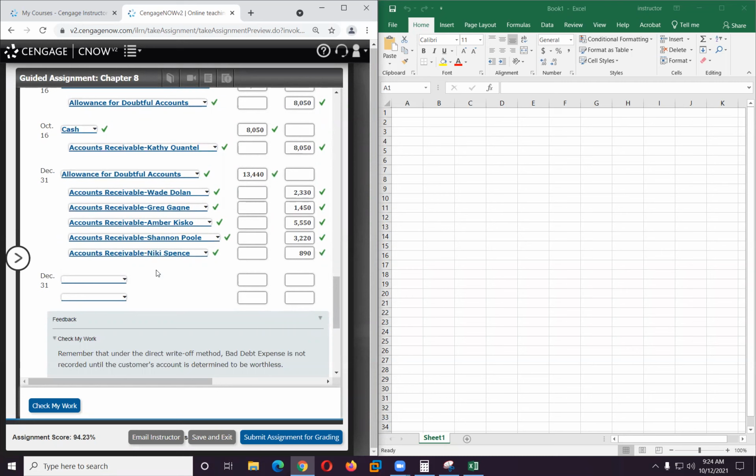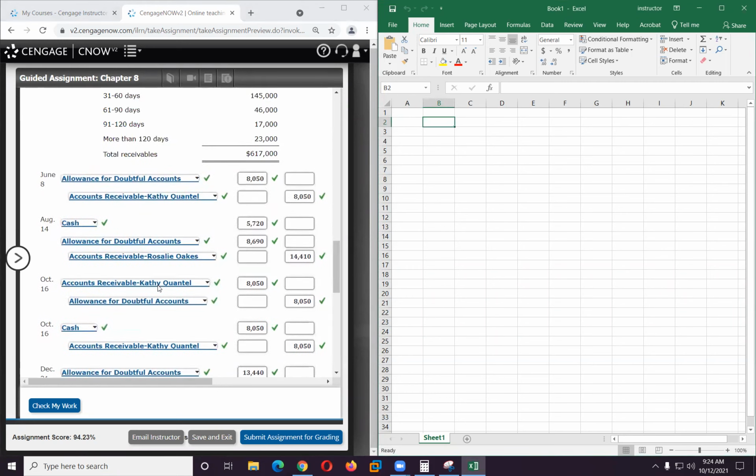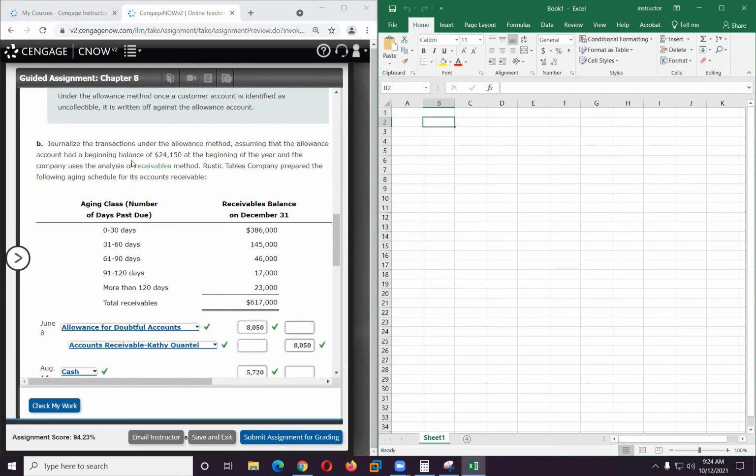All right. Anyway, so in this case, my allowance for doubtful accounts has a beginning balance of $24,150. So I'm going to just create a little T account here. I'm going to call it allowance.